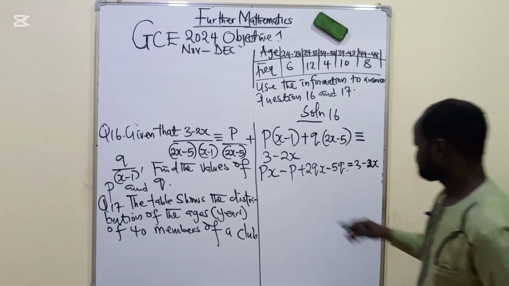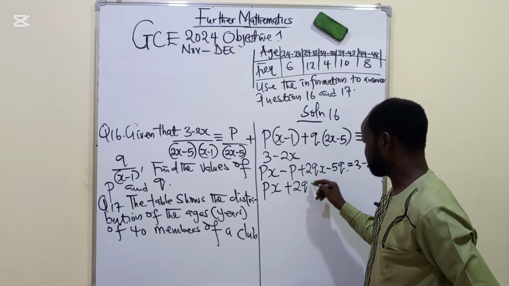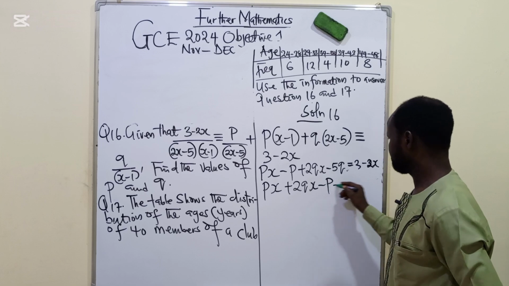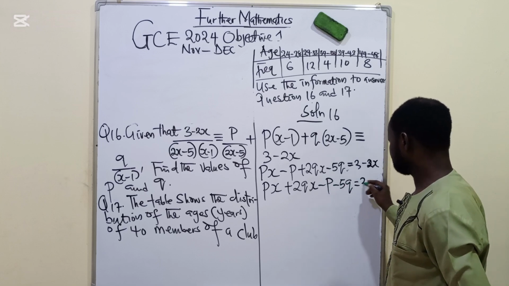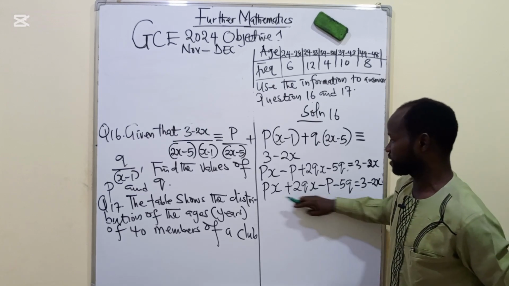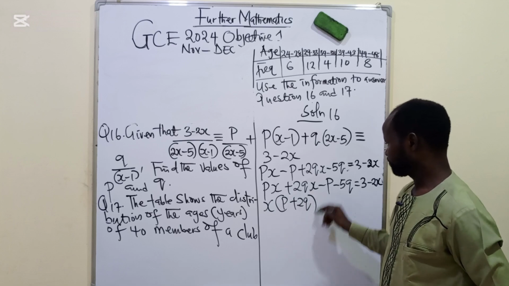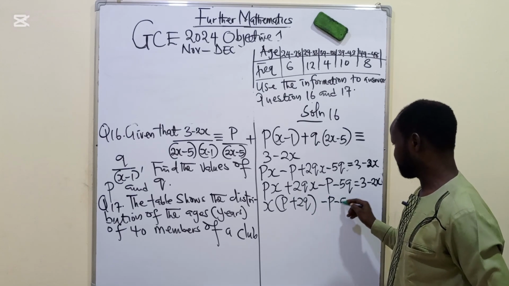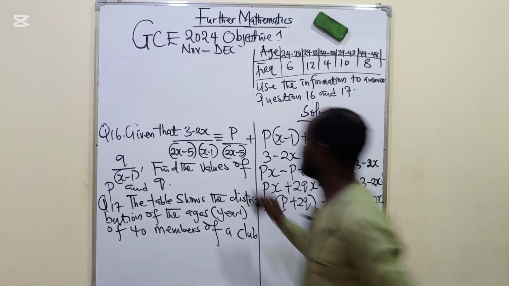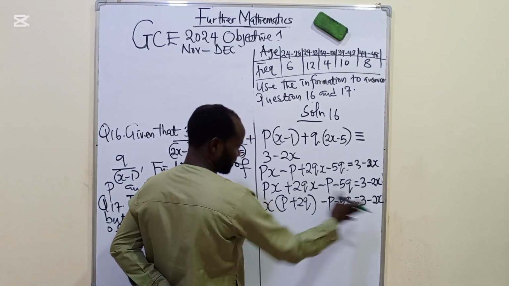Let's rearrange. We have px plus 2qx. Those with x, we rearrange it. Those without x, we rearrange it. That will be minus p minus 5q equals 3 minus 2x. So by comparing now, but before we do that, let's factor out x here. It will be x into p plus 2q, then minus p minus 5q will now be equal to 3 minus 2x. By comparing means we equate those with x on the left and the right hand side together.